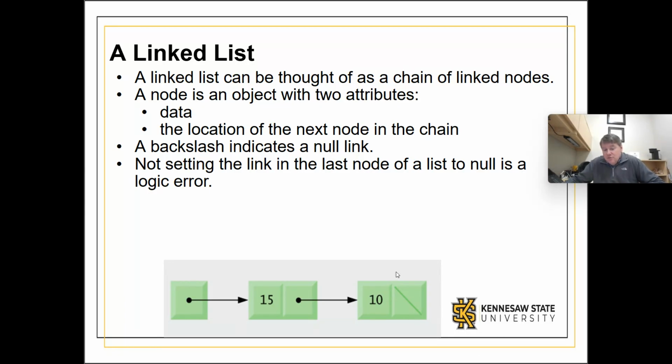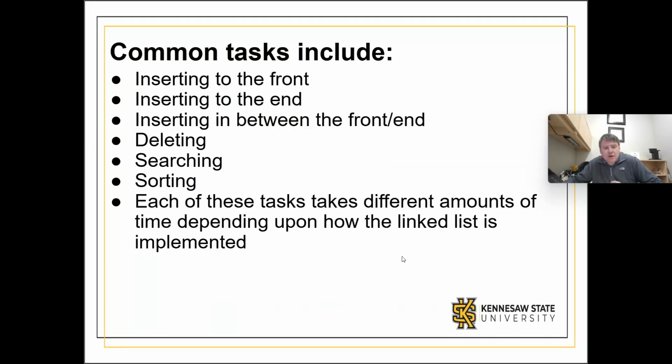Not setting that last node, or the last link, to null is considered an error because there's no way to know that you've reached the end of the list, since each arrow just points you to another place. You could conceivably keep going even though there's not really meant to be anything down there. So it's very important that you always update the end of the list to be null. Okay, so things you might want to be able to do with a linked list.